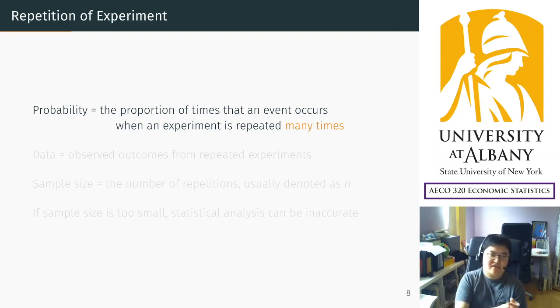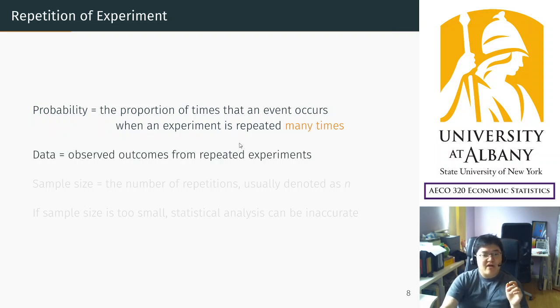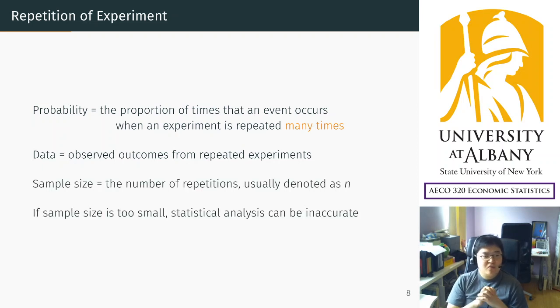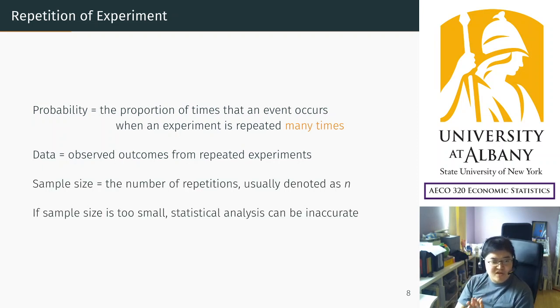By the way, coming back to this definition, as I said, repeating many times is something to think about. So then data are automatically defined. Data are observed outcomes from the repeated experiments. And we also define the number of repetitions as the sample size. It is a very important term.